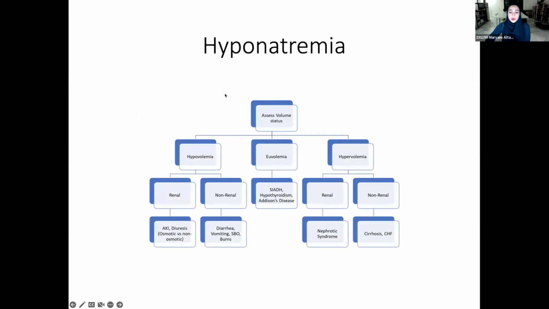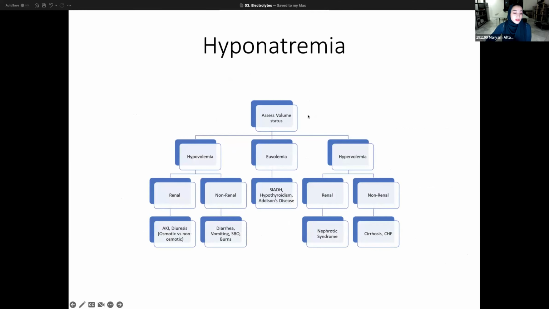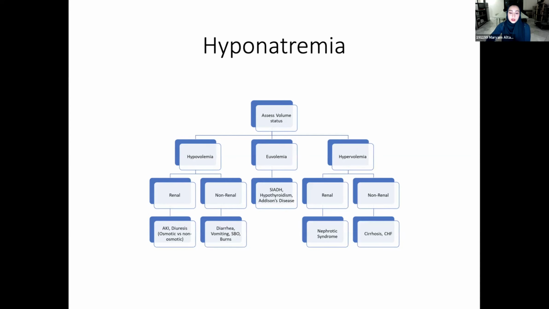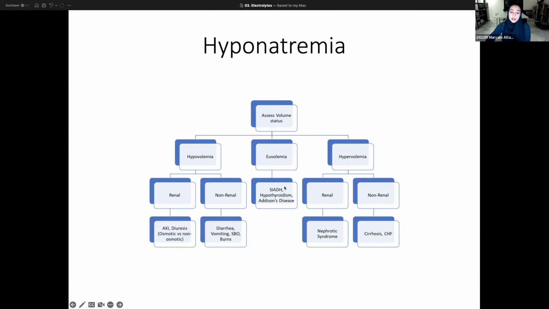Okay, so this is basically what we just talked about. You can divide it based on your volume status. Like we talked about cirrhosis, congestive heart failure, nephrotic syndrome, these are hypervolemic causes of hyponatremia because you have, again, underfilling of the capillaries, activation of RAS. Okay, in euvolemic states, that's usually SIADH, hypothyroidism, and Addison's disease. And hypovolemia, again, can be renal or non-renal, can be due to acute kidney injury, treatment with diuretics. Specifically, thiazide diuretics are notorious to cause hyponatremia. And non-renal causes are what we just looked at.